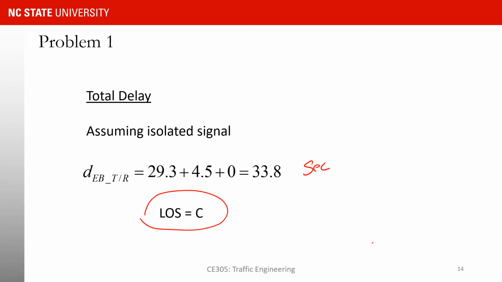So at this point, we have found level of service for eastbound left and eastbound through right. What I can do in the next step is to find the average delay for total eastbound approach. And I do that by finding a weighted average of delays among these two lane groups based on the volume that they have.